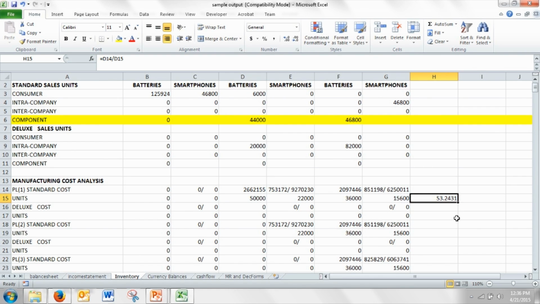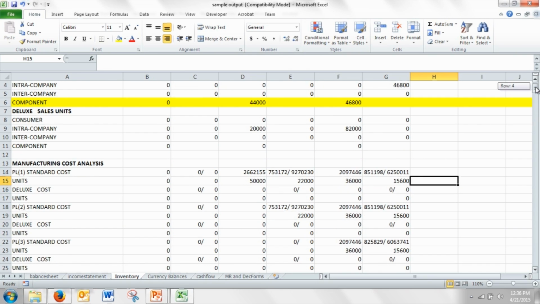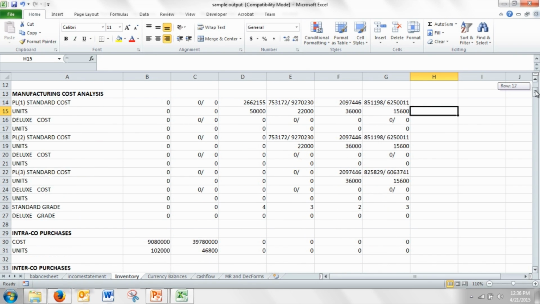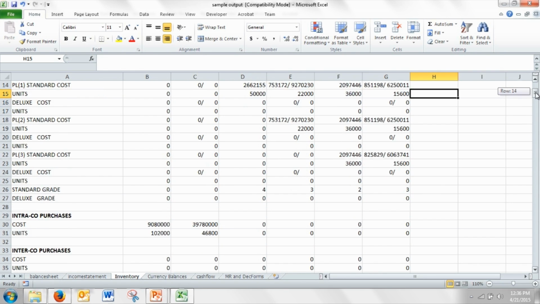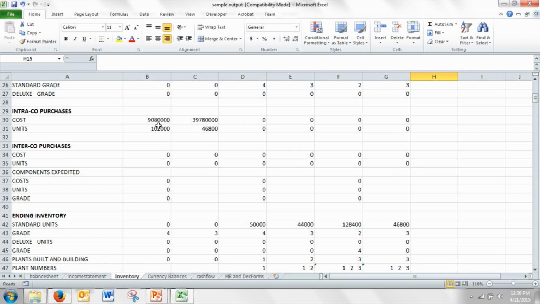Now those are just the variable costs of production. Okay, so that doesn't include anything like your R&D allocation or your fixed costs of plants or your depreciation or anything like that. So this is important for planning purposes in terms of figuring out exactly how much your variable costs are for production.